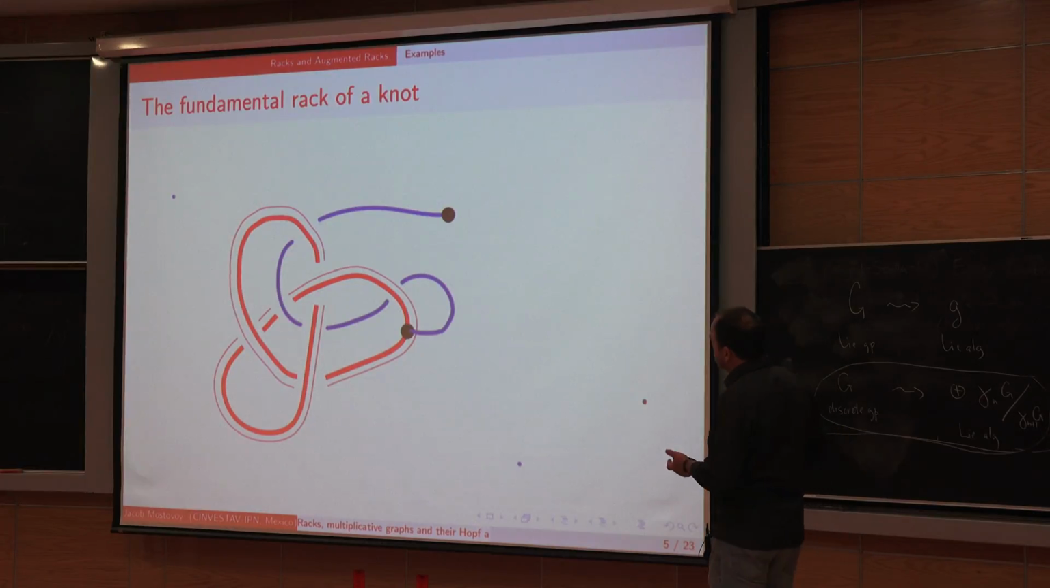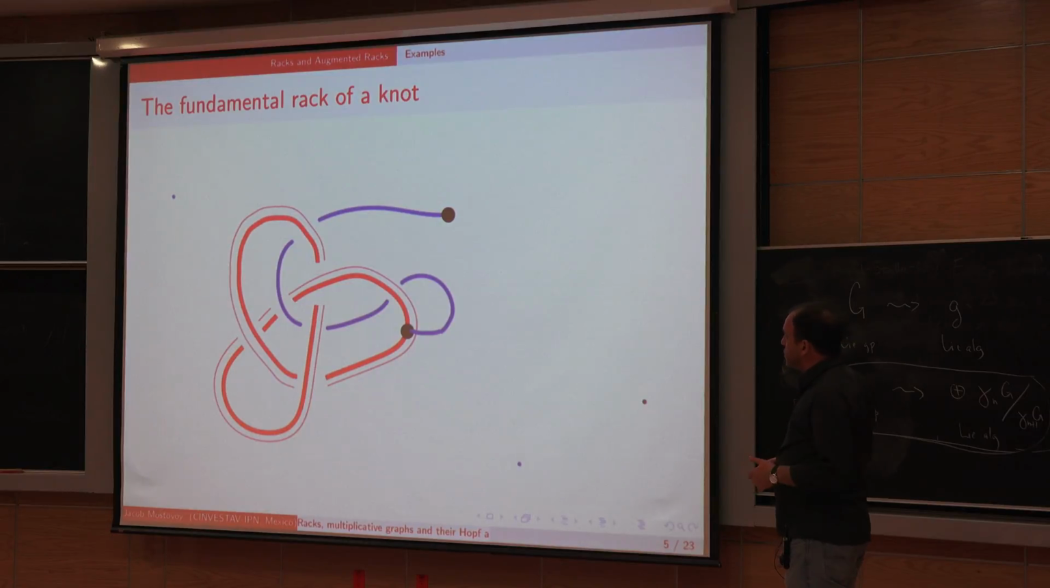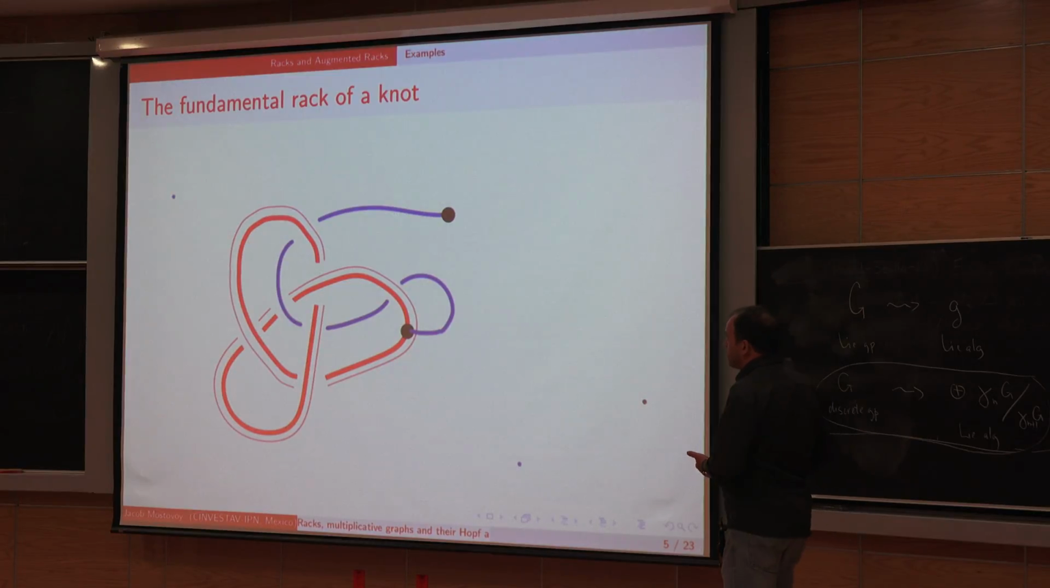A more usual example, probably the most famous example of a knot invariant, is the group of a knot, just the fundamental group of the complement of a knot in R3. There is another invariant, which is the fundamental rack of a knot, and it works in a very similar way. We have a base point outside the knot, and a path which runs around in the exterior of the knot, but this path is not a loop. It doesn't go back to the base point. It just ends on the knot.